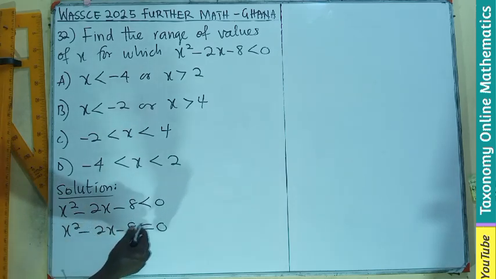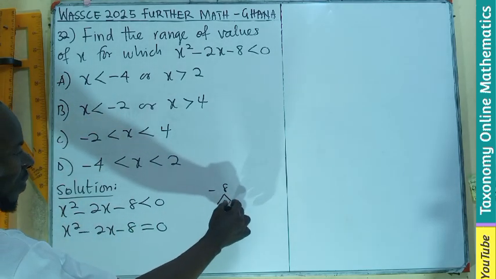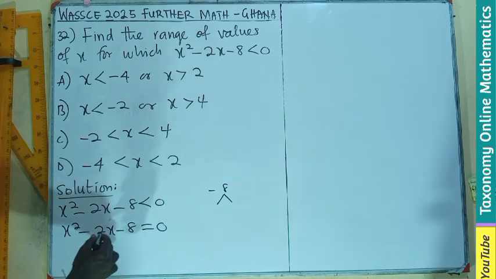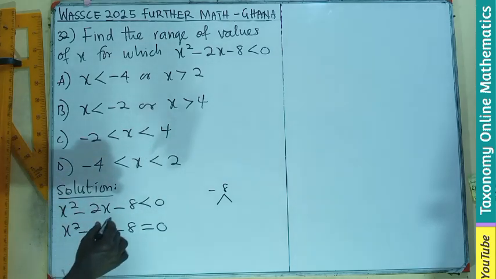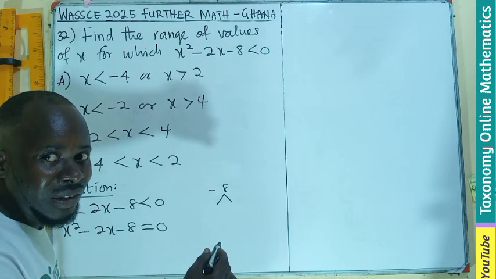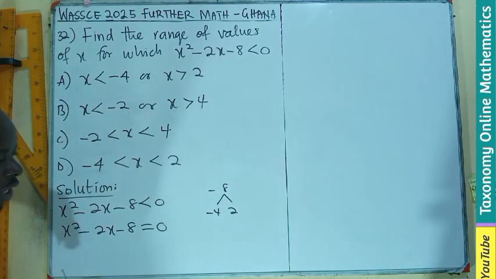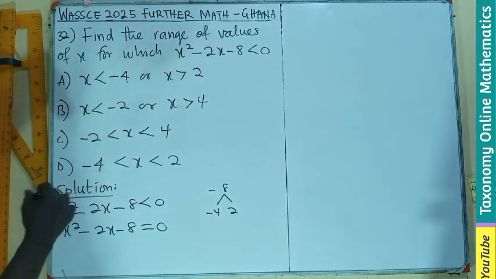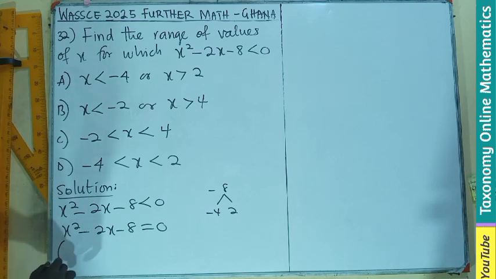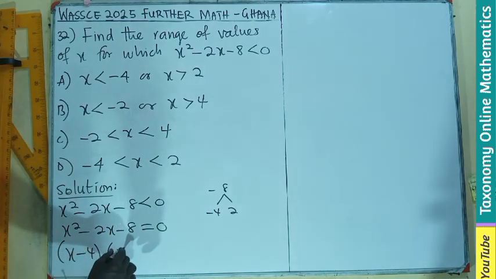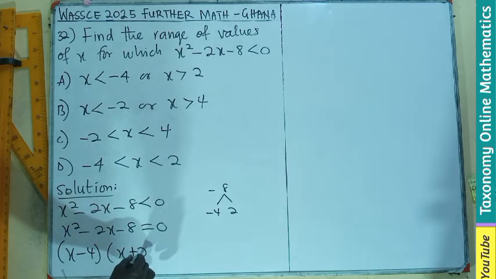You can see this is going to be negative 8, factors of negative 8. When you add, you get negative 2. Remember, of those factors, one must be negative, the bigger one. So minus 4 and 2. The product will give you negative 8. Their sum will give you negative 2. So we just open bracket, x minus the first factor, then x plus what? The second factor, equals 0.